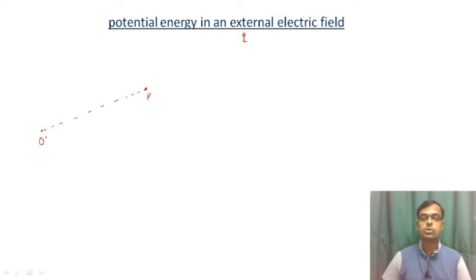The position O to P, we can take as a position vector, or we can write it as R vector. So first case, what is the potential at the position P? We can say that the potential at the position P is equal to V of R. You can note it as V at the position R, at the position P. So this is the potential at the position P.